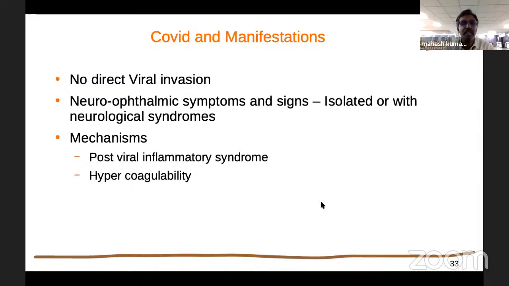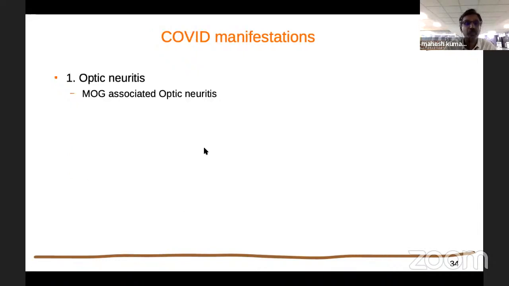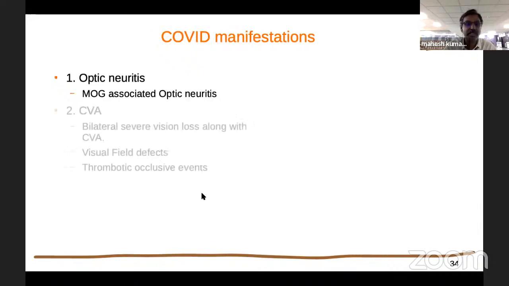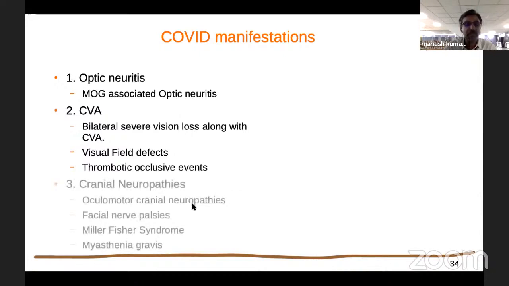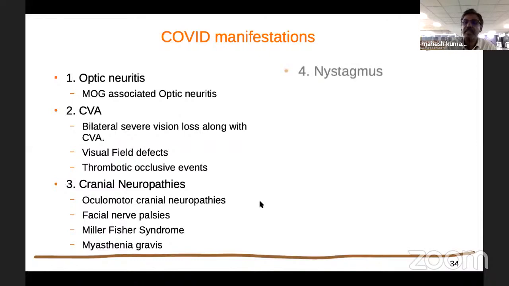and isolated neurological syndromes have been described, as was beautifully elucidated by Dr. Umapati, and the mechanisms are post-viral inflammatory syndromes, primarily due to hypercoagulable states. So the varieties of manifestations could be optic neuritis, a CVA, which is described. It can either be bilateral severe vision loss with visual field defects and other thrombotic occlusive events. Cranial nerve palsies have been described, as well as myasthenia.